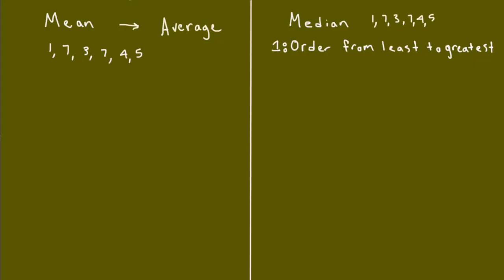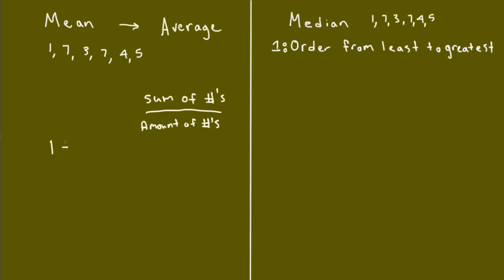Our mean is basically finding our average of all the numbers we have. So a formula we can use to find the mean is taking the sum of numbers divided by the amount of numbers we have. So given this information, let's find our mean.